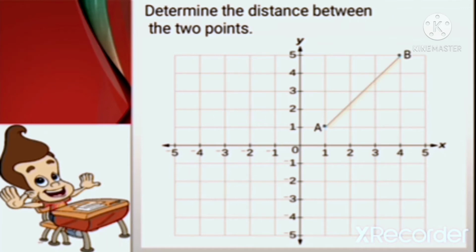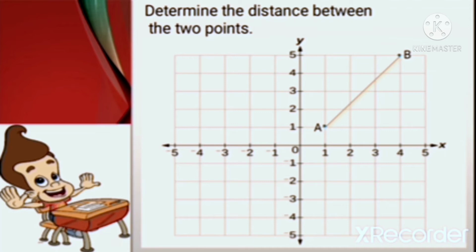Now, in this example, determine the distance between the 2 points. We have here points A and B. Can we identify the distance between the 2 points A and B? Can we use the increment of x? Yes, that's right, because the increment of x or the change of x can be used only if we have a horizontal distance. Therefore, the increment of x is not useful in getting the distance.